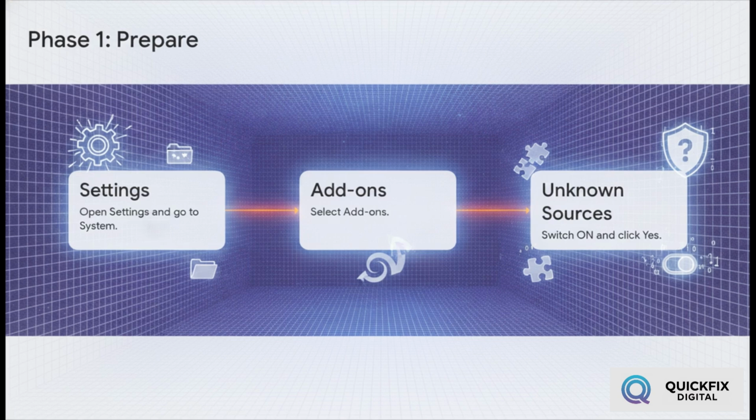The crucial part is Step 4. You have to switch on Unknown Sources. A warning will pop up, just click Yes to consent. That simply gives Kodi permission to accept the new storage hubs we're about to add.